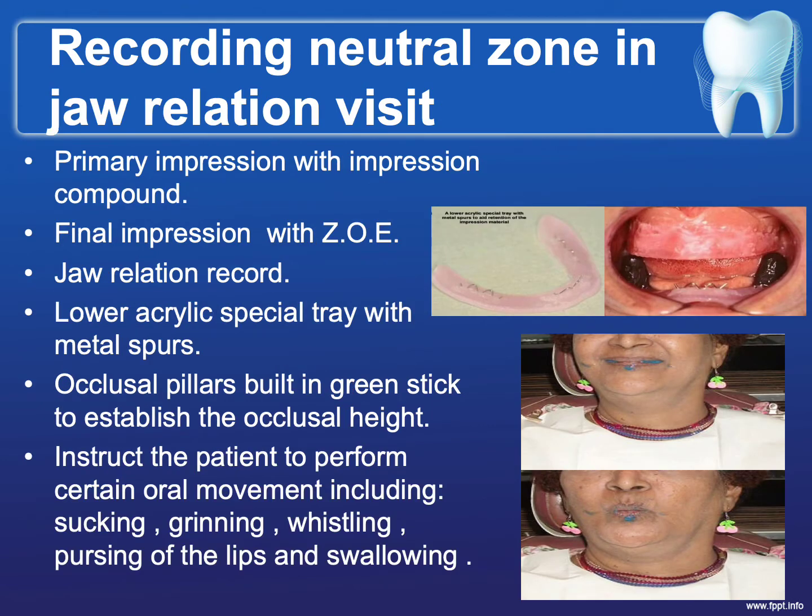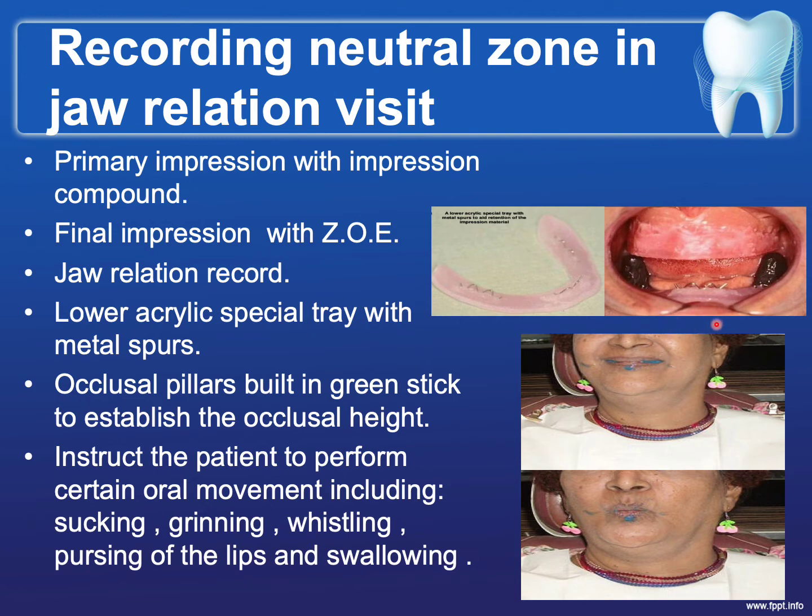Recording neutral zone and jaw relation visit. After making primary impression with impression compound and final impression with the zinc oxide eugenol impression material, jaw relation records. Lower acrylic special tray with metal spurs, as we see. This is the metal spurs in the lower special tray, and occlusal paras built in a green stick, as we see here in this picture, to establish the occlusal height.